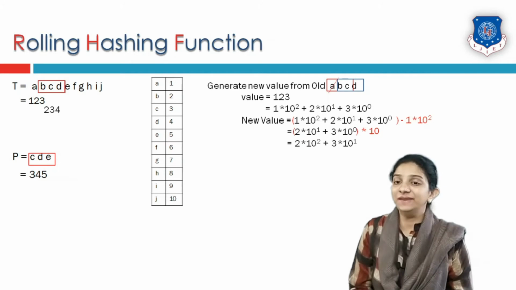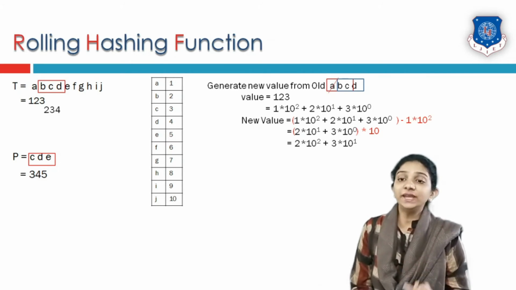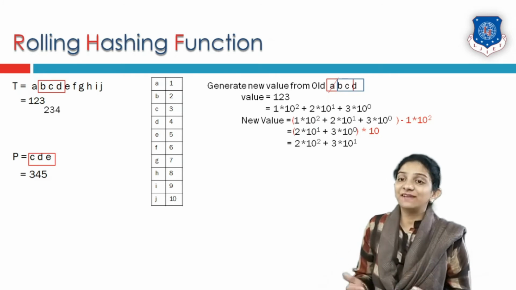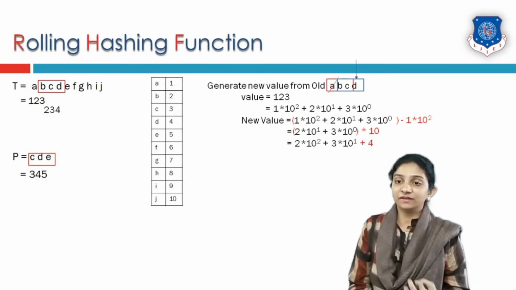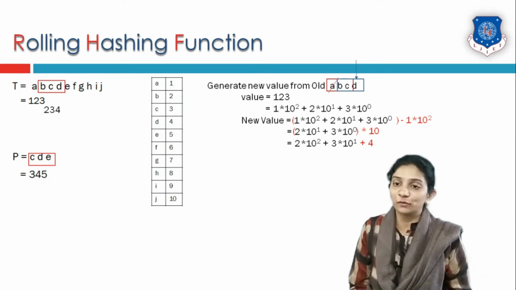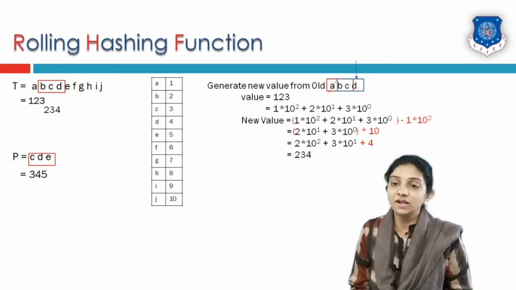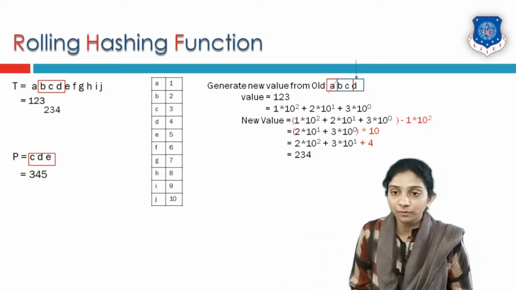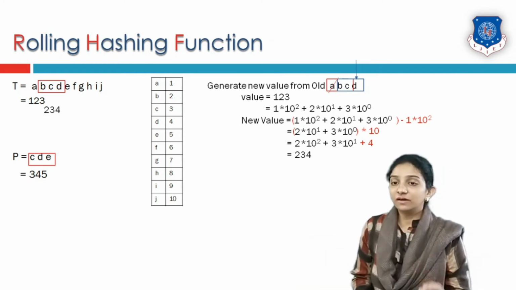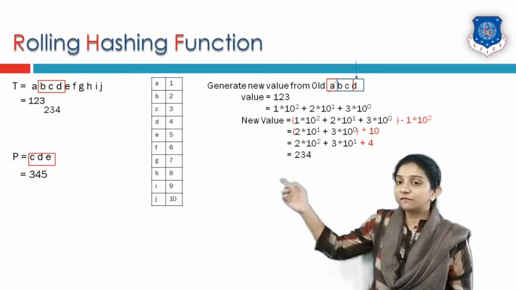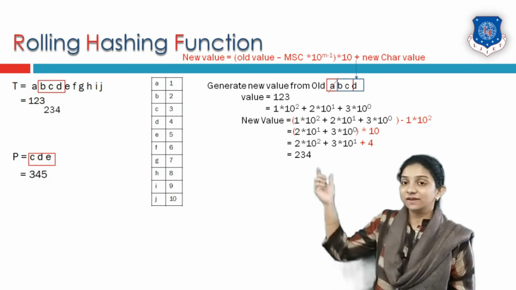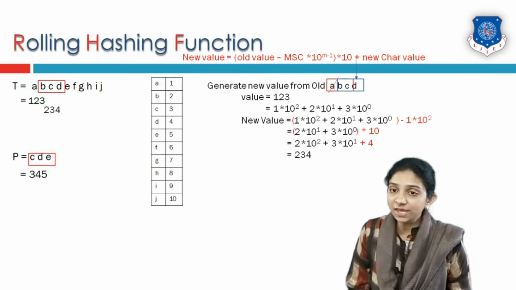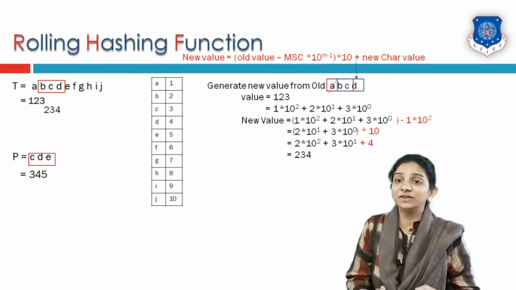So my new code will be 2 into 10 raised to 2 plus 3 into 10 raised to 1. Now I will simply add the code of B into 10 raised to 0. The code of B is 4, that is 4 into 10 raised to 0, which is equal to 4 itself. That will give me a single number, 234. So we have generated the number 234 for the next window from 123.